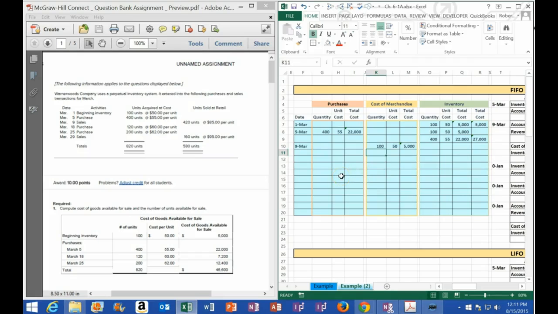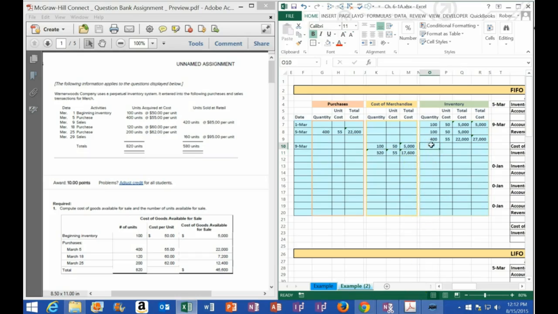And that means that if we sold 420, I'm going to say equals 420 that we sold total minus this 100, that means that we sold another 320 out of these 400. So we sold all of these, and 320 of those, to come up with the 420. These cost $55, and we're going to say that equals this times this. So that's going to be the cost of the merchandise that we sold, which we're assuming is $22,600 based on this.